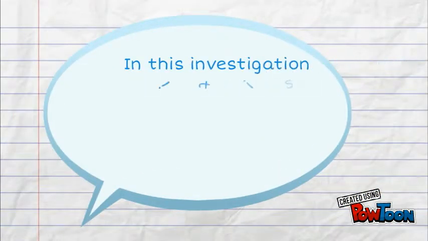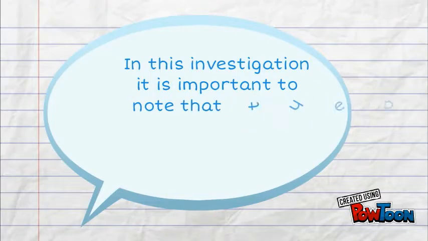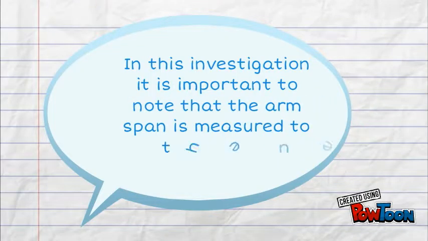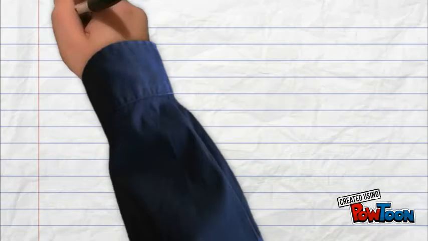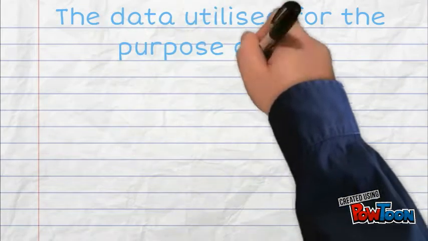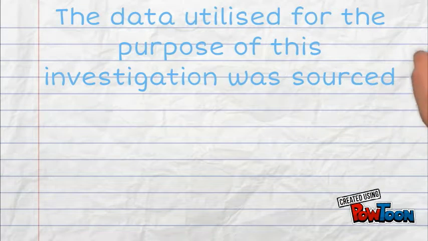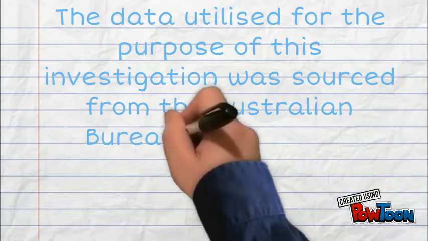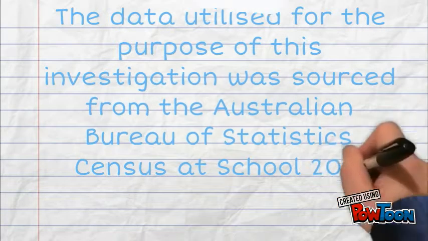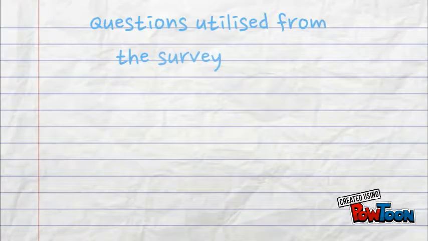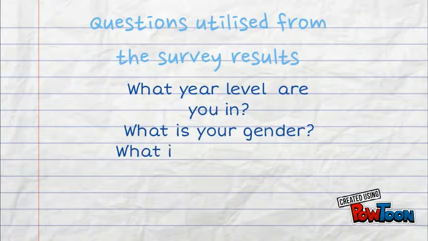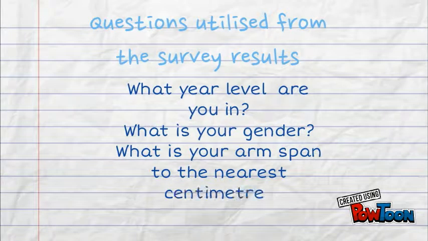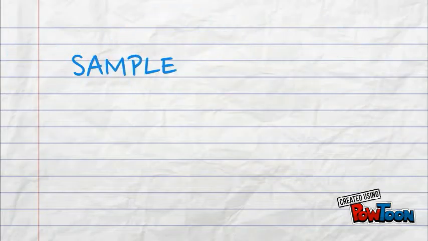Throughout this investigation, it's important to note that the arm span has been measured by the students to the nearest centimetre. Therefore, to add fluidity, I have continued to use the metric unit of centimetres. The data utilised for the purpose of this investigation was sourced from the Australian Bureau of Statistics Census at School 2014 questionnaire. To answer the question regarding whether males or females have a greater length arm span, the year level of students, their sex, and their arm span was crucial.